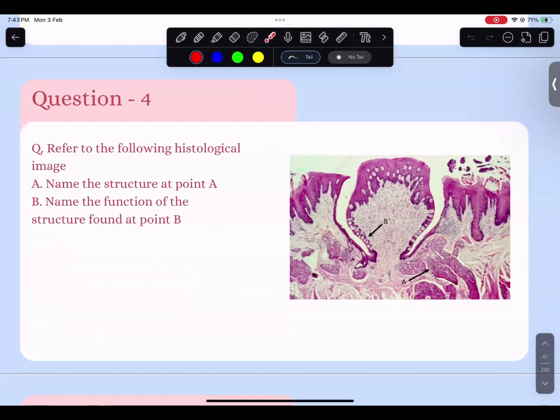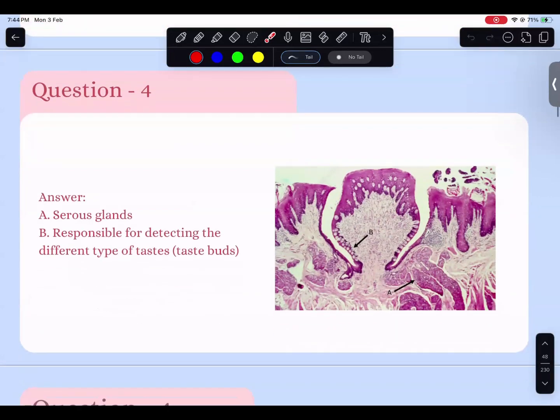Okay. Name the structure, this. We just talked about it. And name the function of the structure at point B. What about B? Nice. Good job. So B is basically the taste buds, and these are Ebner's glands or Von Ebner's glands.